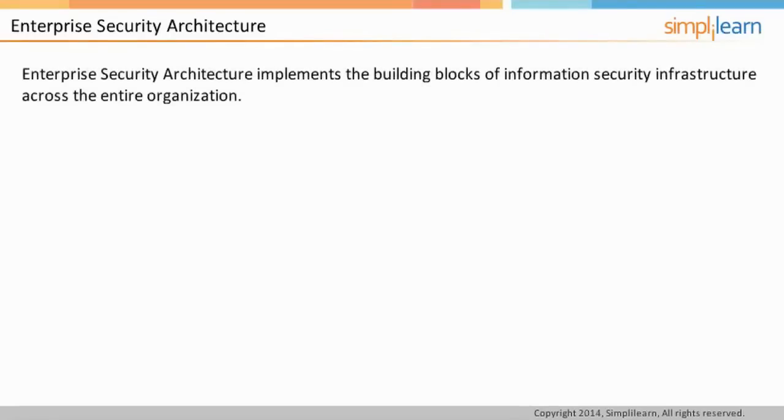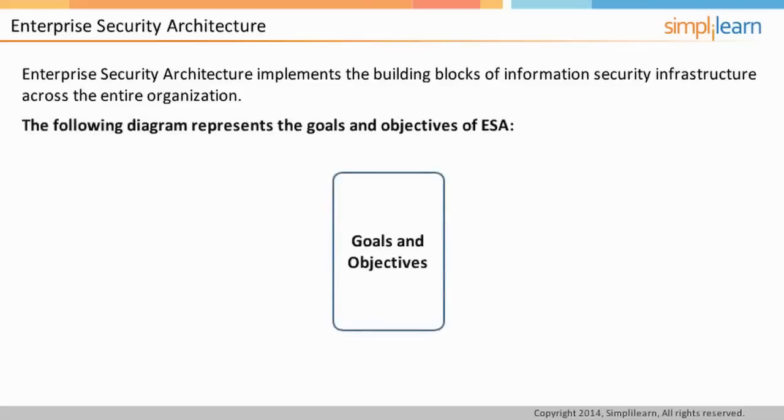Enterprise Security Architecture, or ESA, implements the building blocks of information security infrastructure across the entire organization. The primary purpose of creating enterprise security architecture is to ensure that business strategy and IT security are aligned. It focuses on a strategic design for a set of security services that can be leveraged by multiple applications, systems, or business processes. Goals and objectives of enterprise security architecture are: long-term view of control.